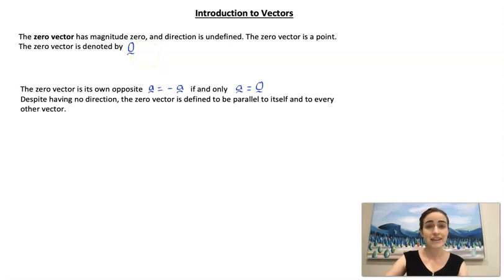So the zero vector is its own opposite. We said that the opposites were, if we had a vector A, then the opposite was negative A. And the only way that can happen is if that vector is the zero vector. So being its own opposite, the zero vector is the only vector that will do that. Despite the fact that it has no direction, the zero vector is defined as being parallel to itself and every other vector. All right, so that's an introduction to the notation and some definitions we need to have a closer look at vectors.